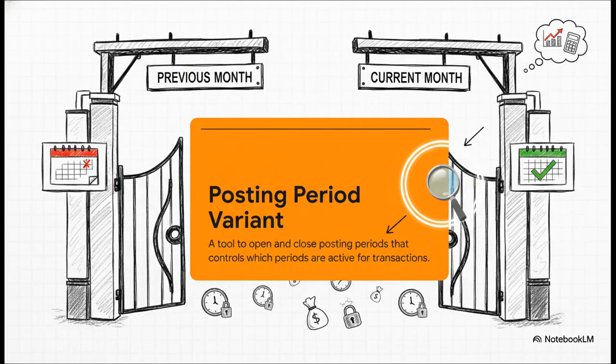And the tool that acts as our gatekeeper is the posting period variant. This is what you use to lock down the past and control the present. In fact, it's a routine monthly task for the finance team to go in, officially close the last period, and then open up the current one. This is how you guarantee that transactions can only be posted where they belong.